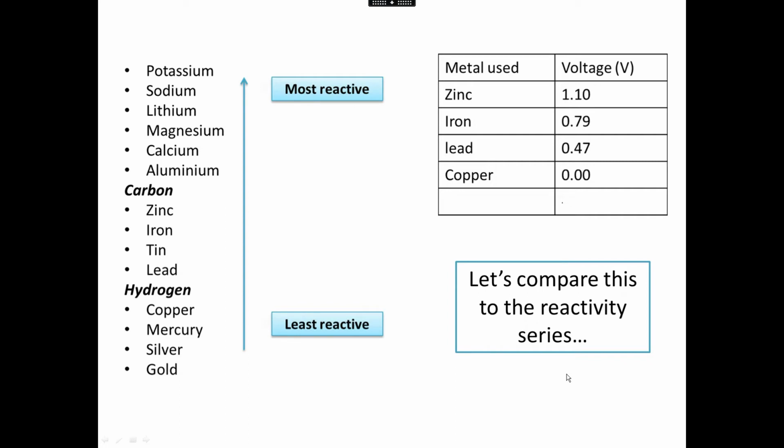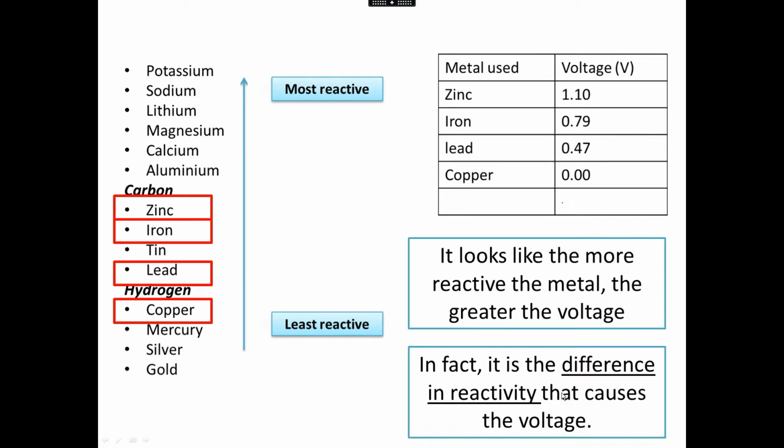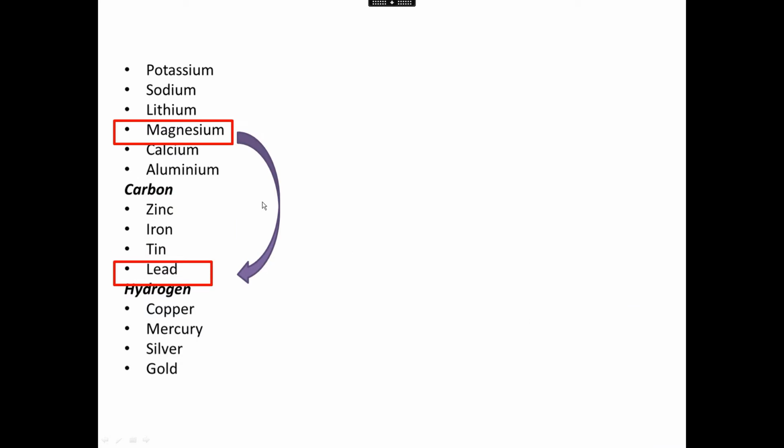Now, you're going to need to think about what happens if you don't compare it to copper. What if you compare it to something else? Right, let's go forward again. The difference in reactivity causes the voltage, right? So for example, magnesium and lead are very different in reactivity, so they would produce a high voltage if they were used together in a cell.